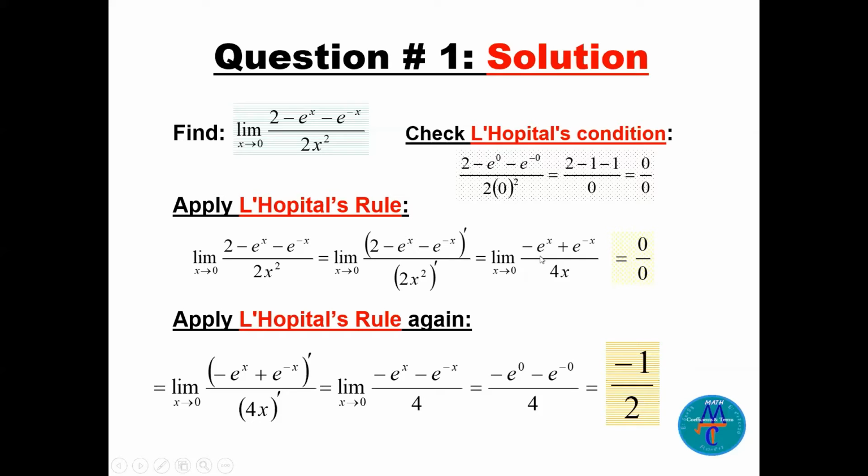Let's replace x by 0. So this is minus e to the power 0 minus 1 plus 1, 0 over 0. So we can apply L'Hopital's rule again. So take the derivative of the numerator here. Take the derivative of the denominator. So this becomes minus e to the x minus e to the power minus x divided by 4, which is the derivative of 4x. Now replace x by 0, e to the power 0, there is a minus here, and another minus e to the power minus 0, so that will be minus 1 divided by 4, and the whole limit will be minus half.